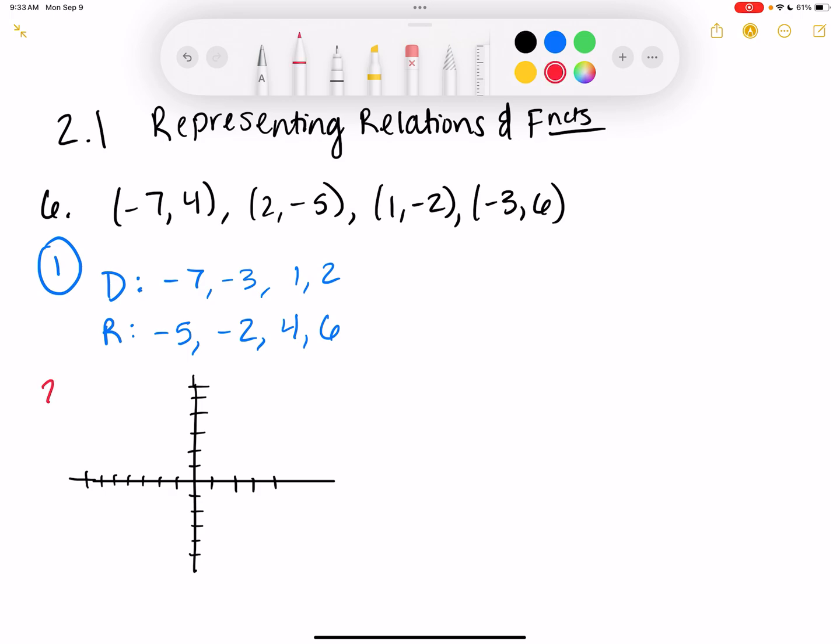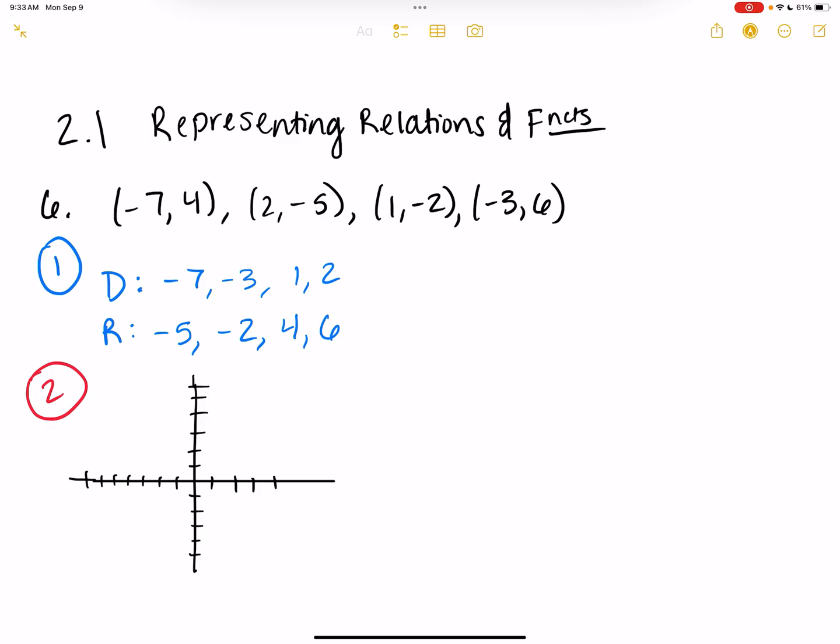All right, so plot these points. I trust that we know how to plot points by this point in our lives.